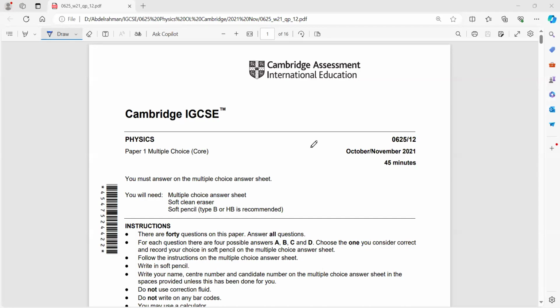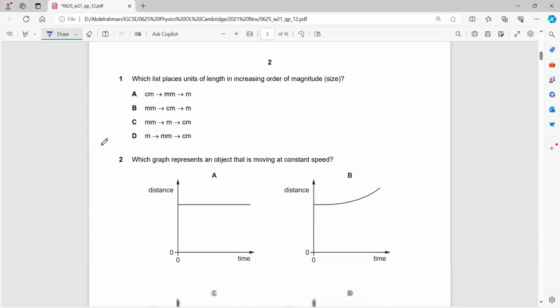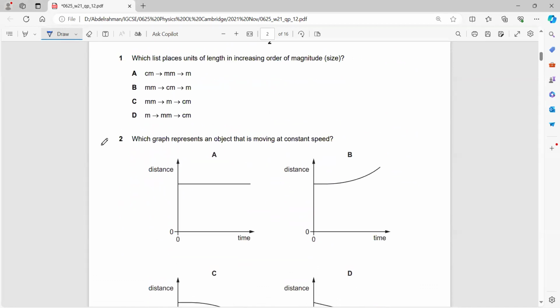November 2021, paper 1, variant 2. Which list places units of length in increasing order of magnitude? Yes, it is B. Millimeter is the smallest, and then centimeters, and then meters. The smallest, okay, increasing order of magnitude. Ascending order, if you might say.